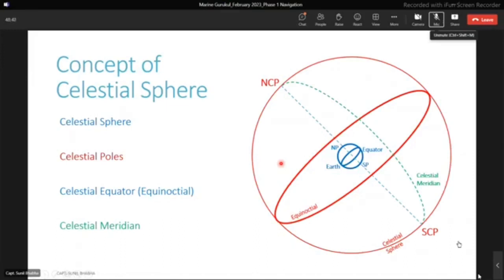The important thing to keep in mind is that we should be clear about the concept of equinoctial. We should be clear about the concept of what a celestial meridian is, and with it we will be able to easily understand the concept of declination and GHA or SHA. So this is the equinoctial system of reference on the celestial sphere.